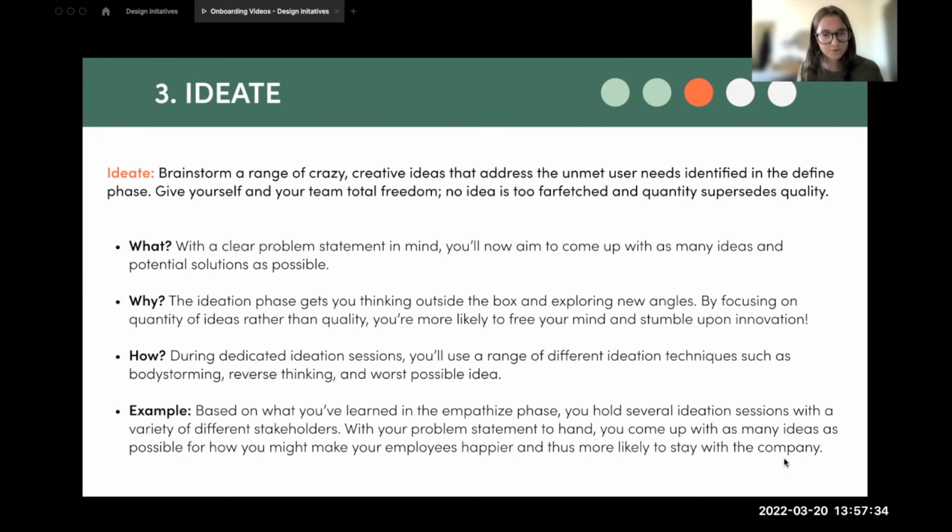And by focusing on the quantity of ideas rather than quality, you're more likely to free your mind and stumble upon innovation. So during dedicated ideation sessions, you'll use a range of different ideation techniques such as bodystorming, reverse thinking, and worst possible idea. So continuing our example, based on what you learned in the empathize phase, you hold several ideation sessions with a variety of different stakeholders. With your problem statement in hand, you'll come up with as many ideas as possible for how you might make your employees happier and thus more likely to stay in the company.